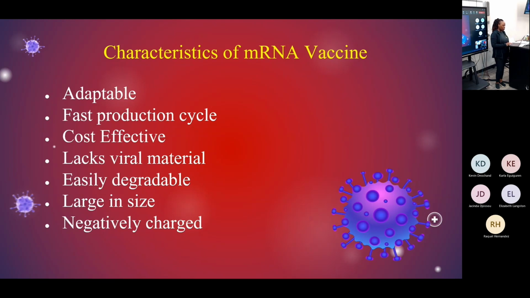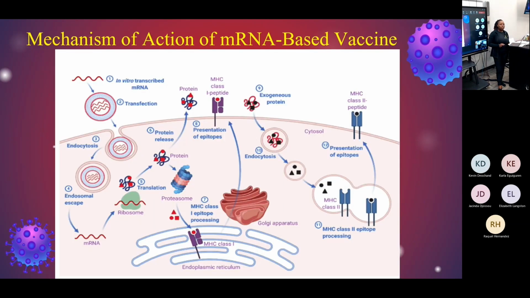So if the mRNA is naked, meaning that it's not encapsulated by anything or protected by something like a lipid, then it's easily degradable by a ribonuclease. It's also large in size and negatively charged, and this hinders its membrane permeability. And these last three negative aspects allude to the importance of delivery strategies, and we'll get into that a little bit. So what is the mechanism of action of mRNA vaccines?